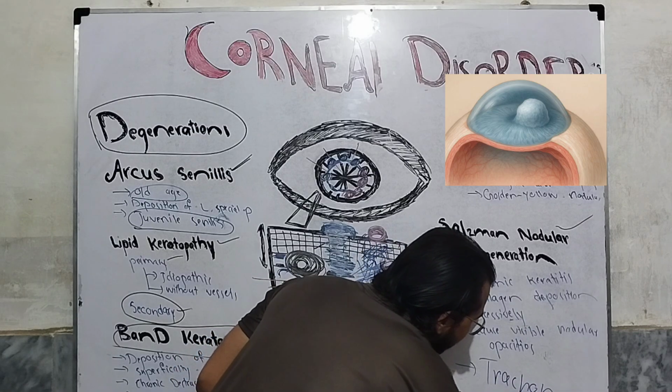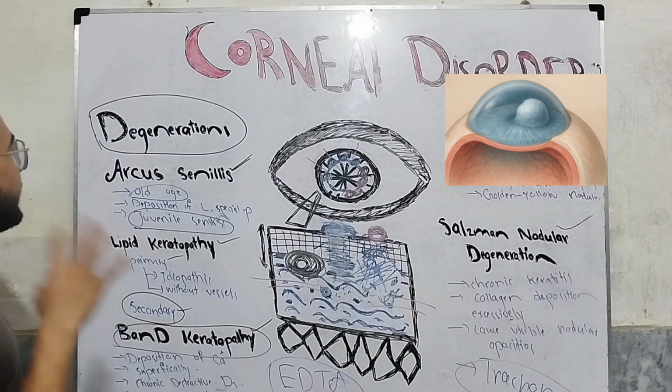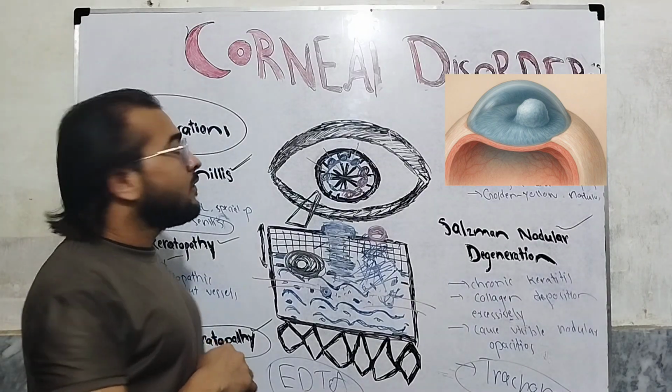Okay. So these were a few of the degenerative conditions of the cornea.